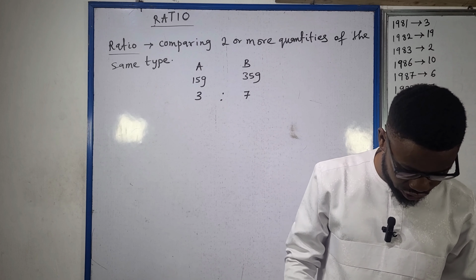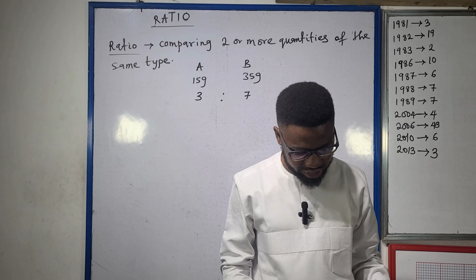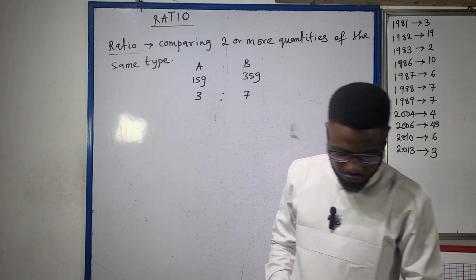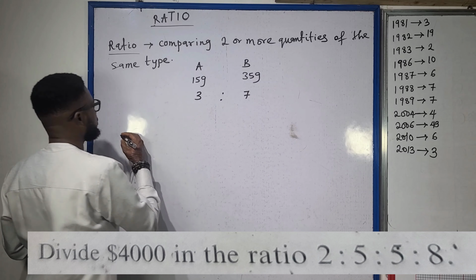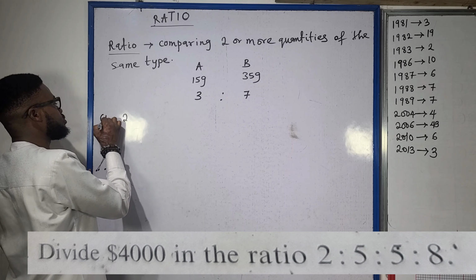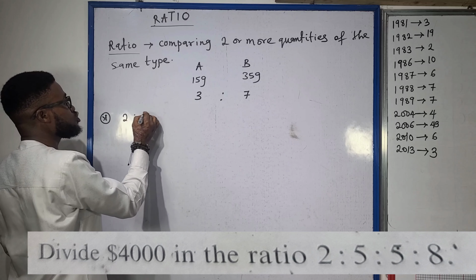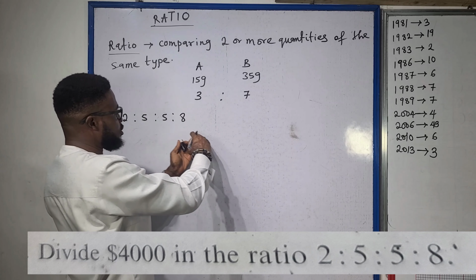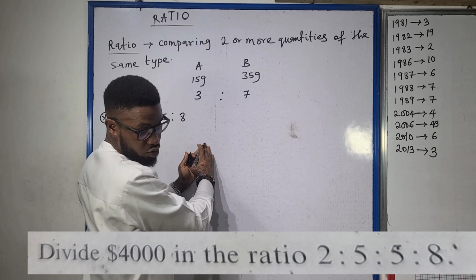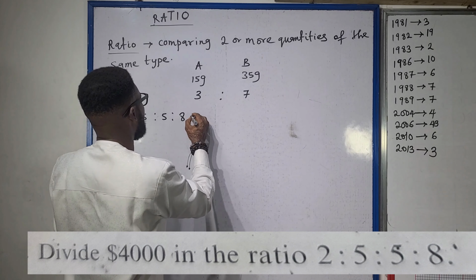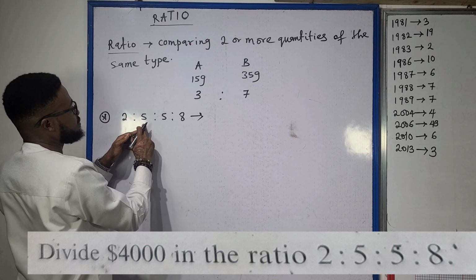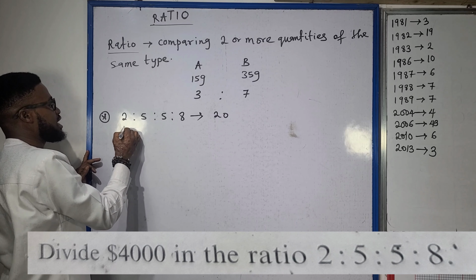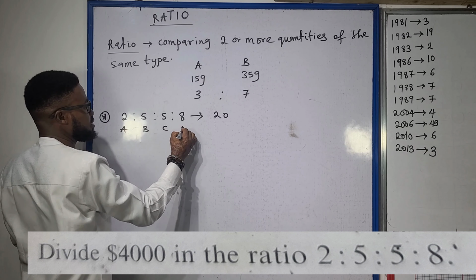As you can see on your screen, the first question states: divide $4,000 in the ratio 2:5:5:8. In this case, you add up all of the ratio. We call that the total ratio. 2 plus 5 is 7, plus 5 is 12, plus 8 is 20. Total ratio is 20. So I could say, let these be A, B, C, D.